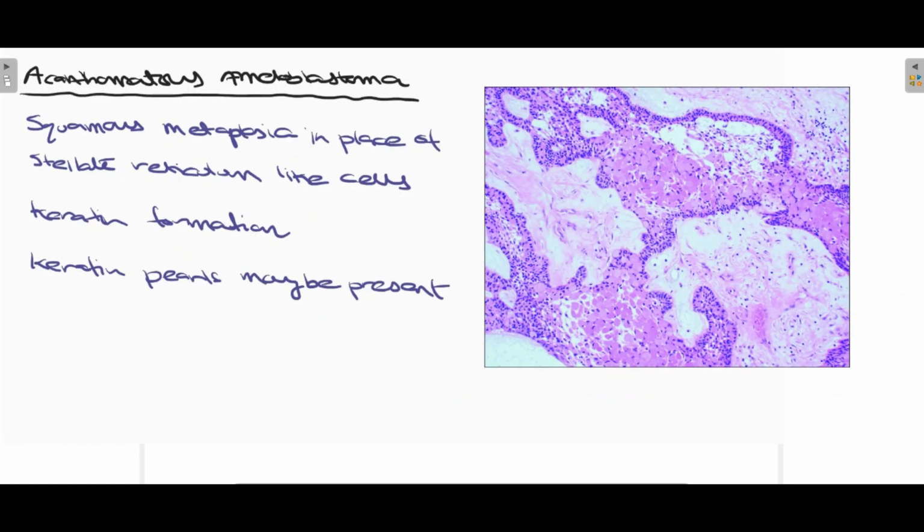Third is acanthomatous ameloblastoma. Although these are rare as compared to plexiform or follicular ameloblastoma, they can be present in a patient. The first and important feature of acanthomatous ameloblastoma is squamous metaplasia in place of stellate reticulum cells. You can see these are the previously stellate reticulum cells, and now there is squamous metaplasia going on in this variant of ameloblastoma. There is also keratin formation, and sometimes keratin pearls may be present, which are a common feature of squamous cell carcinoma.